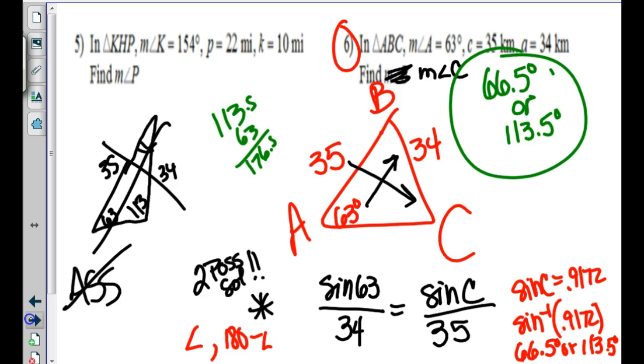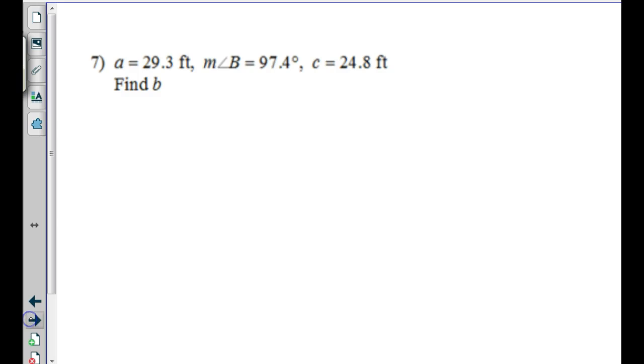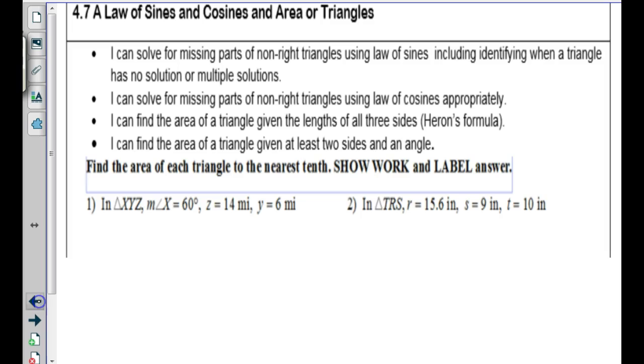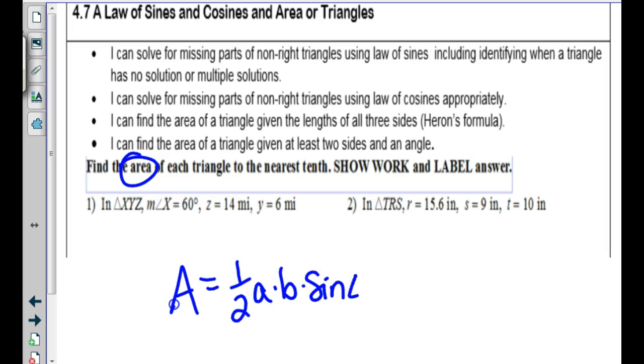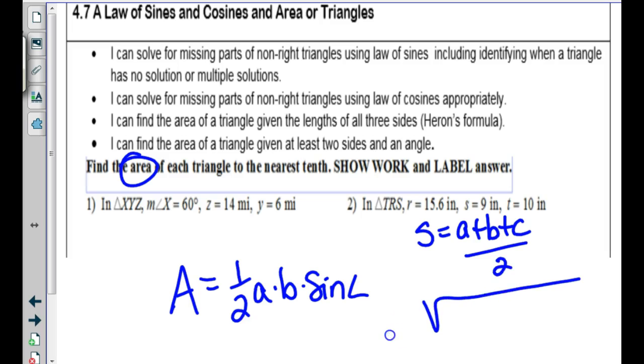All right, what else? More questions? 5-1, 5-2, do you need to see an area example? Everybody know how to do area? There's two formulas, right? One half side times side times the sine of the angle. Or there's a formula that says you add up all the sides, you divide that by 2, and then the area is the square root of that times the difference with each one.